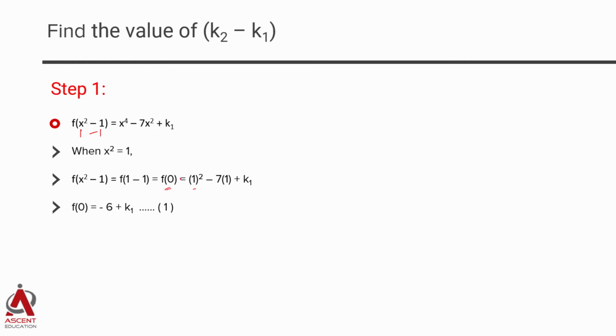Let's run through a similar process for the second piece of information. The second information we have is f of x cube minus 2. So here I'm going to find out what happens when x cube is equal to 2. When x cube is equal to 2, this is f of 2 minus 2. The LHS becomes f of 0. And everywhere on the right hand side where we find an x cube, we are going to replace it with a 2. So this is what we are going to be left with.